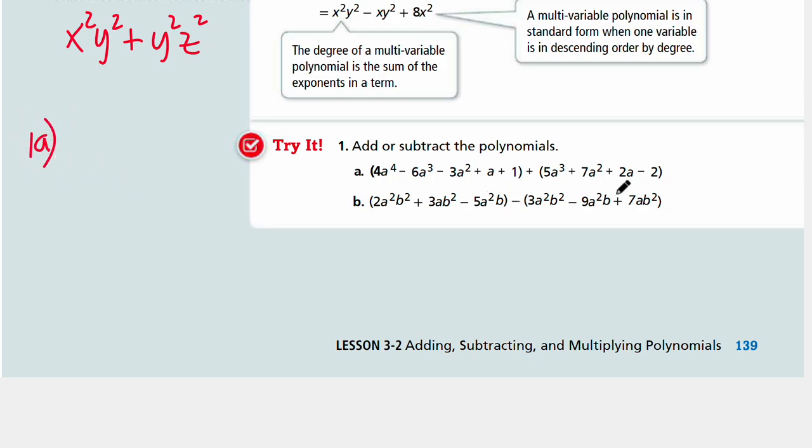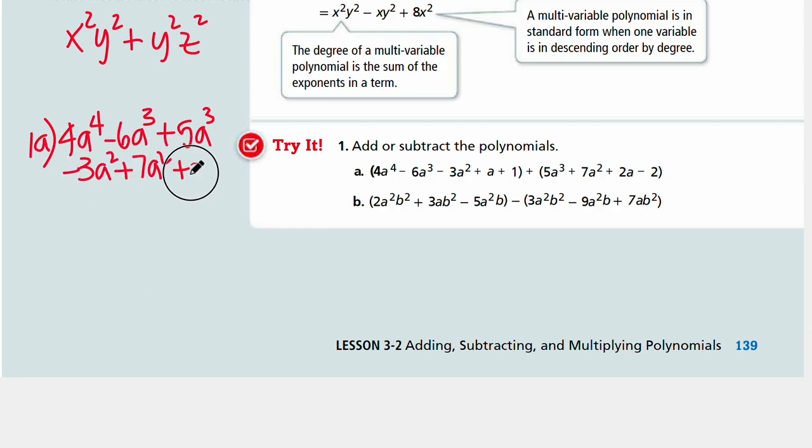Let's look at 1A. You're going to group the like terms, right? So 4a to the 4th power is by itself, right? And then you have negative 6a cubed plus 5a cubed, and then the squares, negative 3a squared plus 7a squared, and then plus a plus 2a, and then plus 1 minus 2. So you can group these like this, and then add the like terms, okay?